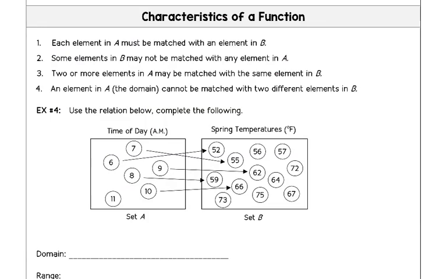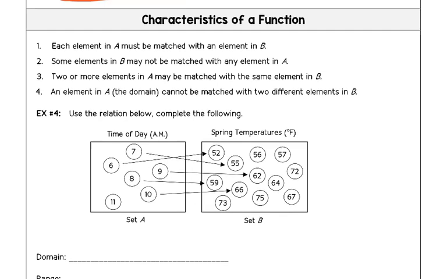Now let's move on to characteristics of a function. We've already talked about one of them, which, among these 4 characteristics, is number 4: an element of A, which is the domain, cannot be matched with 2 different elements in B, which is the range. But we're going to look at 1, 2, and 3, which are some additional characteristics of a function that you should know.